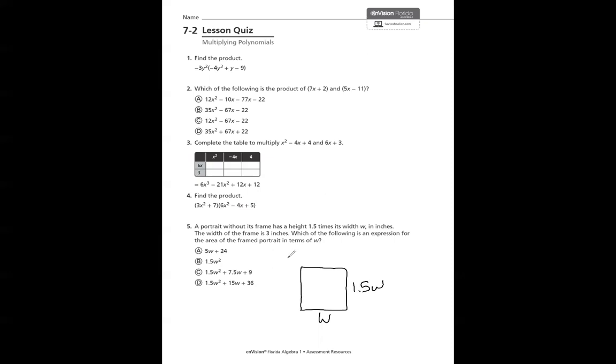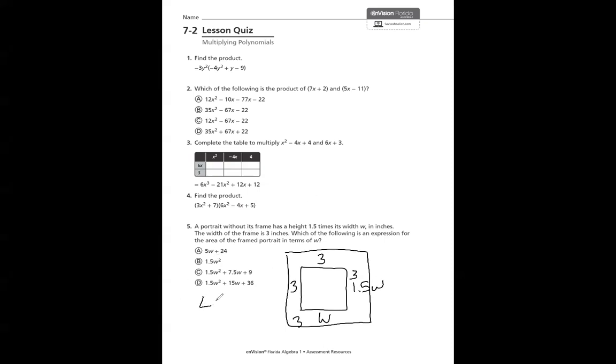So we've got a frame that goes around this. So we've got the portrait inside and then the frame, and it says the width of the frame is 3 inches. So on this side, it adds an additional 3 inches. Over here, it adds an additional 3 inches. Up top, it adds 3 inches. And on the bottom, it adds 3 inches. Which of the following is an expression for the area?